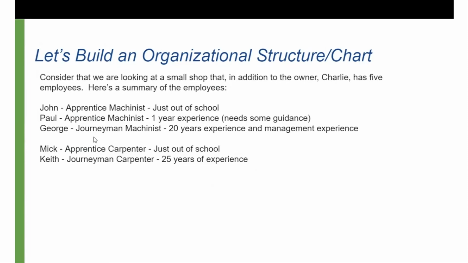John's an apprentice machinist, just 1 year at a school. Paul, apprentice again, 1 year at a school, but he needs some guidance. Paul is not that trustworthy, or sometimes just doesn't do it right, not sure. George is a journeyman machinist. He has 20 years of experience, and he has management experience. Mike, apprentice carpenter, just out of school. Keith, journeyman carpenter, 25 years of experience.